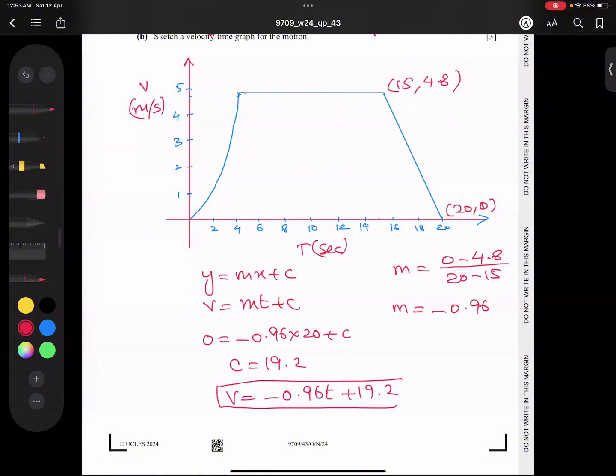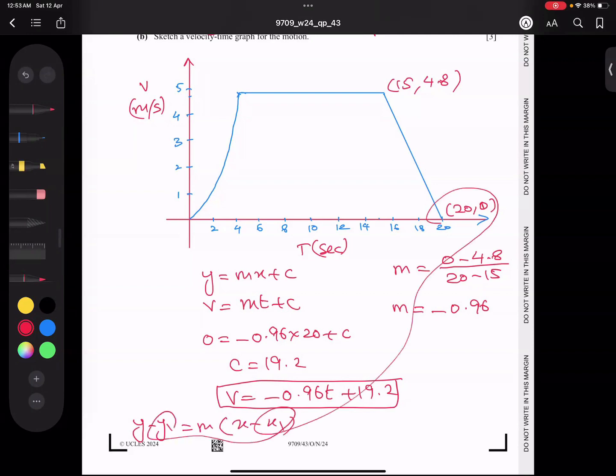Or you can use the other formula, and that is y minus y1 equals m times x minus x1. And x1, y1 could be this or that, and m is this one. So no problem at all. I hope the point is clear, and let's go for the next part.